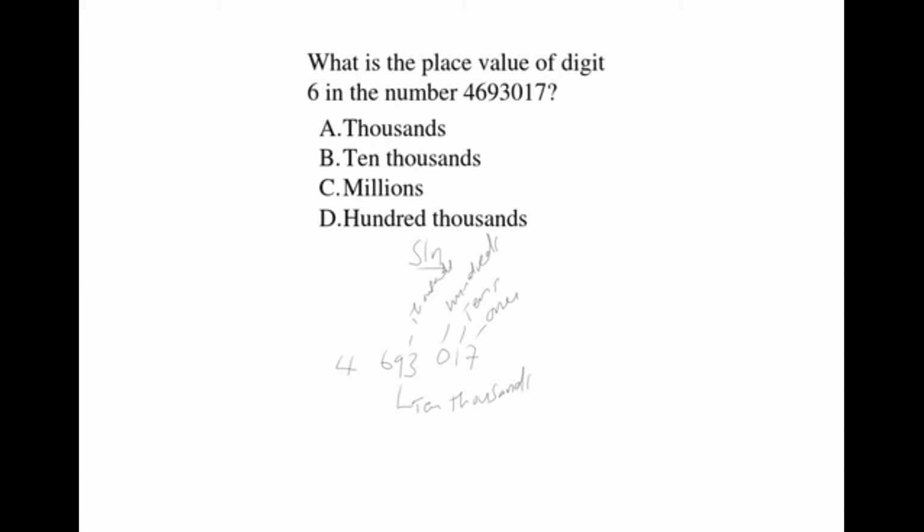Then 6 is 100,000s. Then 4 will be million. So our digit 6 will be 100,000s. So we find that our answer is D.